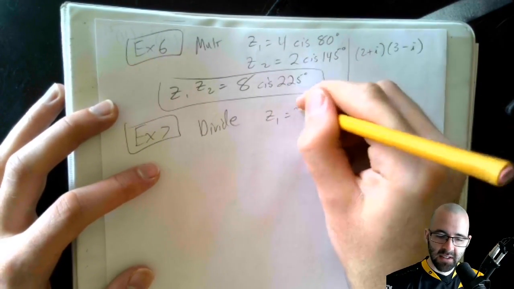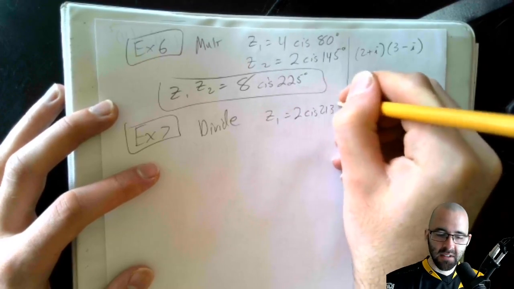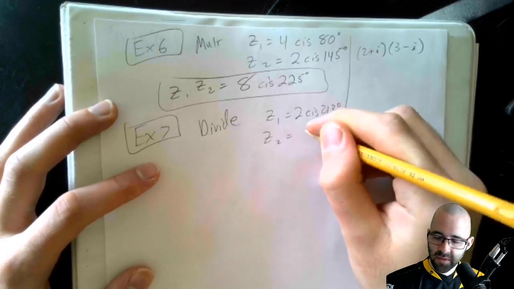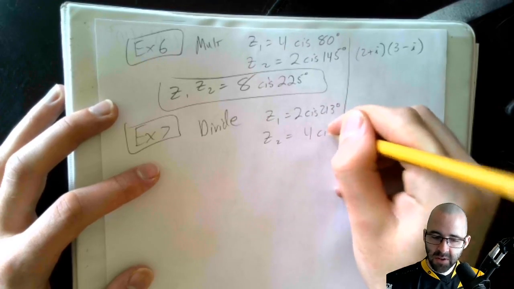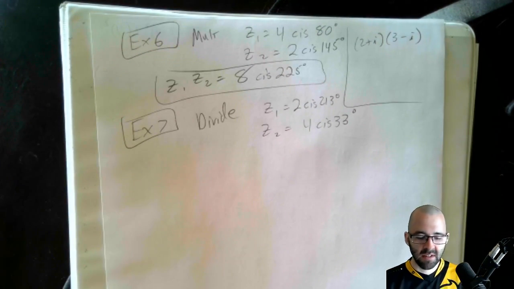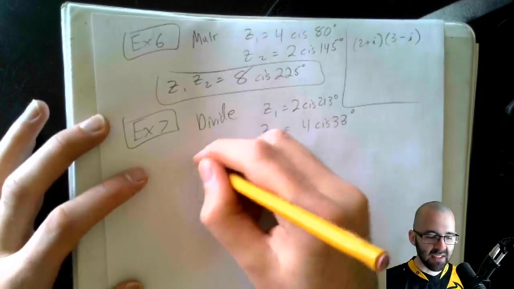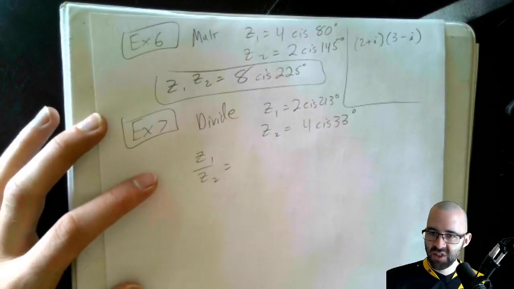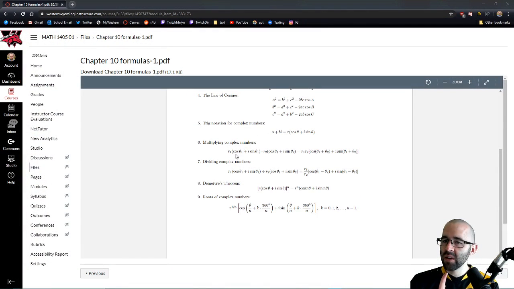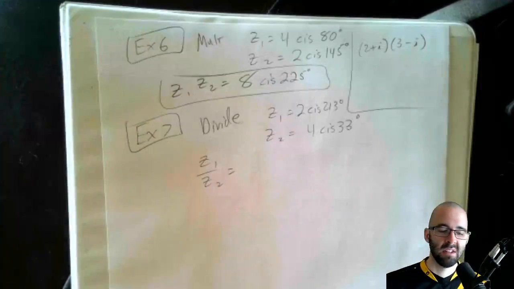Z1, let's say that's 2 cis 213 degrees. Z2, let's say that's 4 cis 33 degrees. So to divide Z1 divided by Z2, it's super easy. You just use the formula. One warning though when using the formula, you divide the lengths, you don't divide the angles, you subtract the angles. So don't be lazy. Check the formula sheet every time, especially on a quiz or exam. Make sure you're using it correctly.